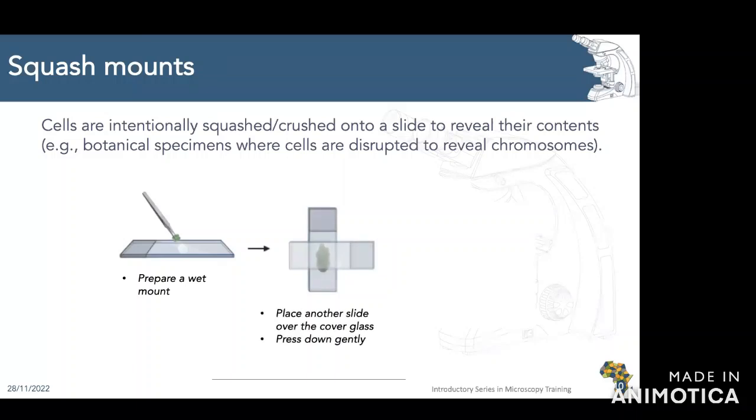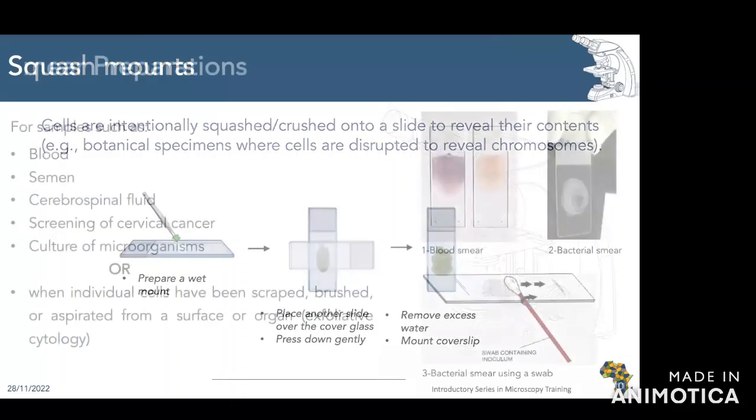So essentially you would prepare a wet mount and then put another glass slide over the cover slide and just press down very gently to kind of squish and pop those cells. And then you can remove the excess water and just mount a cover slip over it.